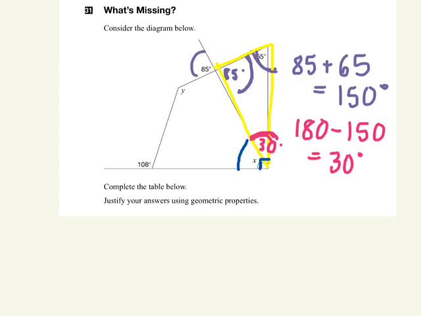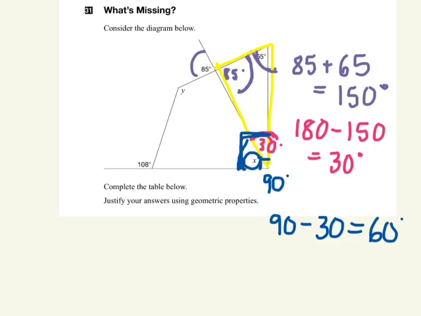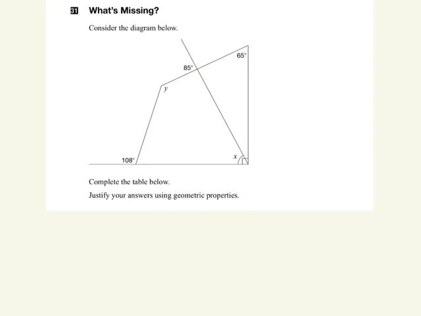Good. So because this whole thing forms a right angle, which is 90 degrees, what did you do? 90 minus 30 equals 60 degrees. So you just found x. Okay? And we can check, 60 plus 30 adds up to 90. Good. X is equal to 60 degrees. Okay? So this is our justification for how we got x. Now we're going to find y. We have 85 degrees, 30, and 60.